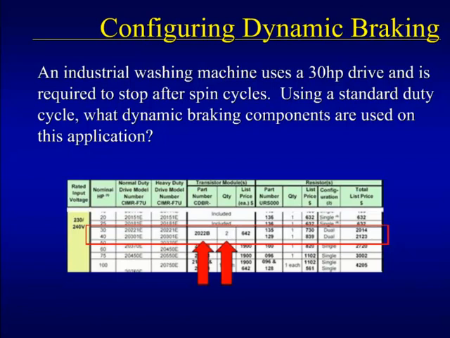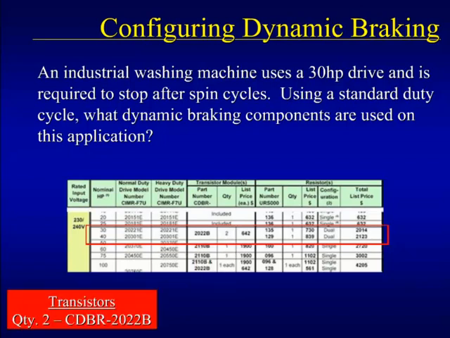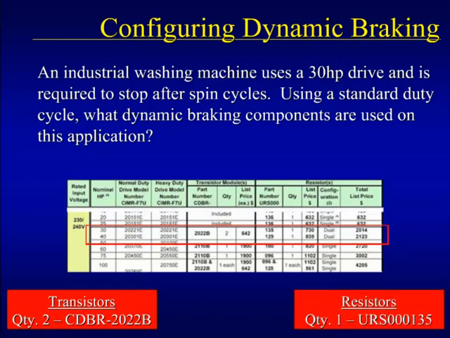Looking under the resistor columns, we see part numbers, quantity required, list prices for part number, configuration, and lastly, the total price of installing all dynamic braking components on the drive. The part number and the quantities are shown in the first 2 columns of the resistor section. This model requires only one braking resistor module with the part number URS 000135.